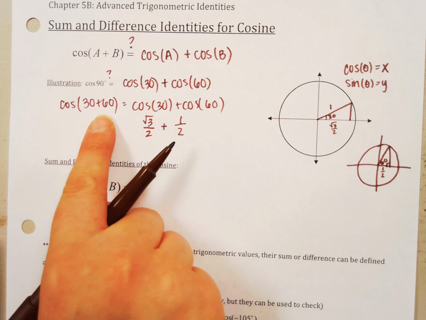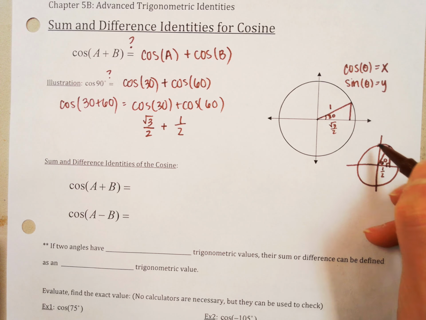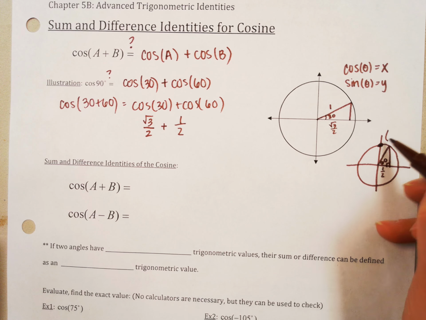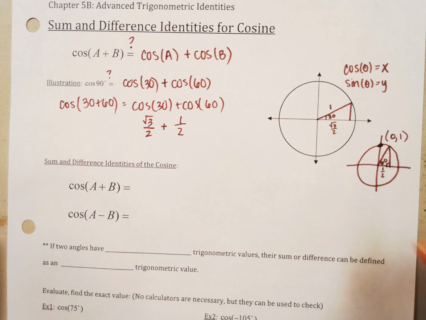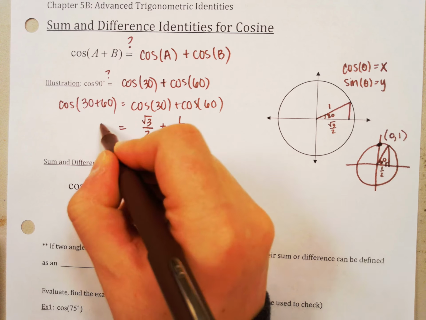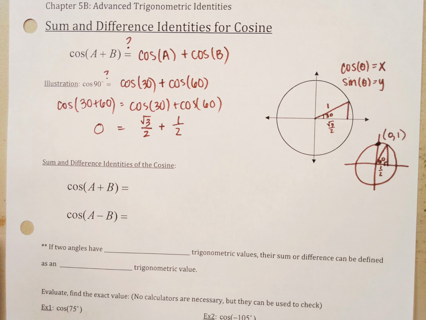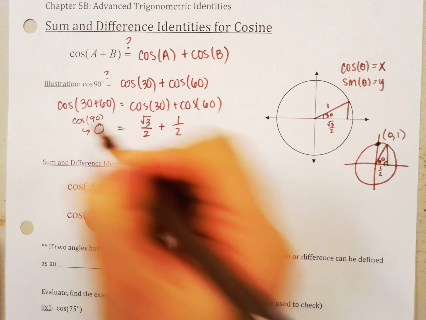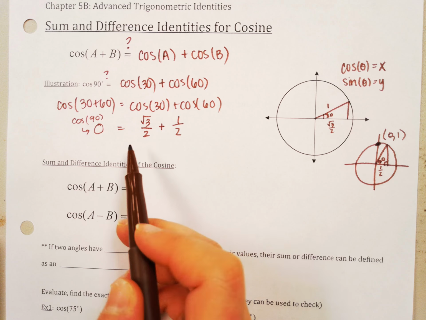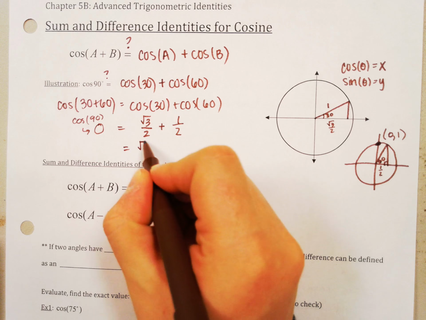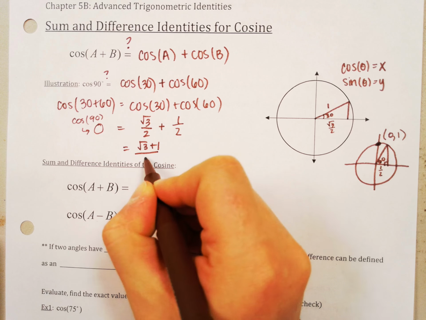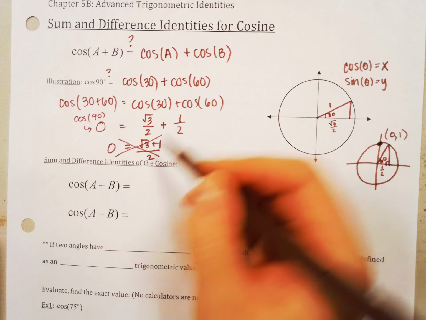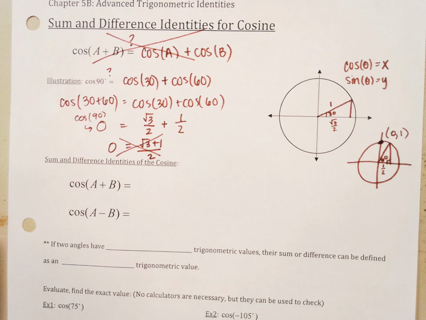The cosine of 30 plus 60 is the cosine of 90 degrees, and 90 degrees is up here. Well, that value, remember, is (0, 1). So the cosine of 90 is actually 0. So is 0 equal to root 3, we can combine that since it has a common denominator, root 3 plus 1 over 2? Definitely not. So you can't distribute the cosine like that.